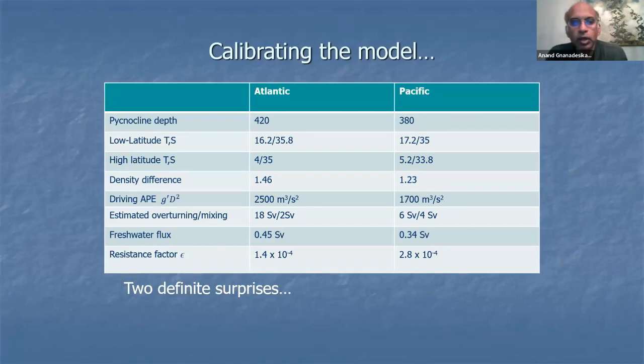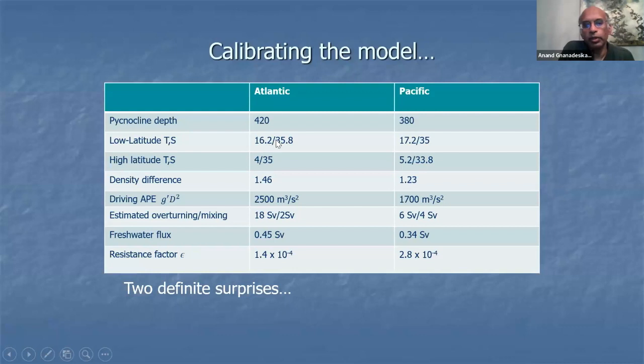When we calibrate this model, we find that the pycnocline in the Atlantic is a little deeper than the pycnocline in the Pacific. The temperature in the low latitude Atlantic is cooler but saltier than the Pacific, so it's denser. What this means is that the Atlantic tends to stand a little lower. The sea surface height in the Atlantic stands a little bit lower than the Pacific, and there's a low latitude exchange from the Pacific to the Atlantic.